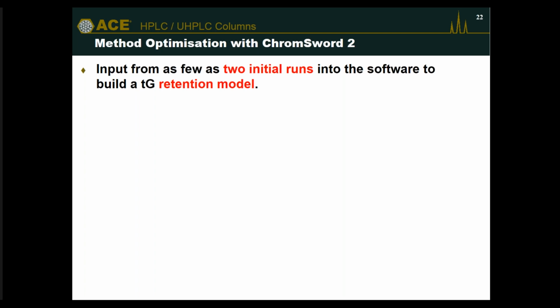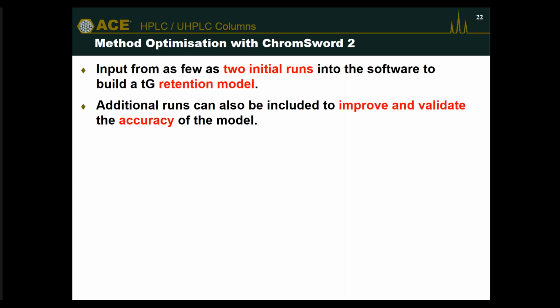And I'm going to demonstrate a very simple gradient time retention modeling approach. Now, with the software, you can input from as few as 2 initial runs, and this will then generate a simple model to help understand the retention behavior of your analytes. If you add additional runs, this is going to help with the robustness of the model that you generate. So it helps you improve and validate the accuracy of the model.